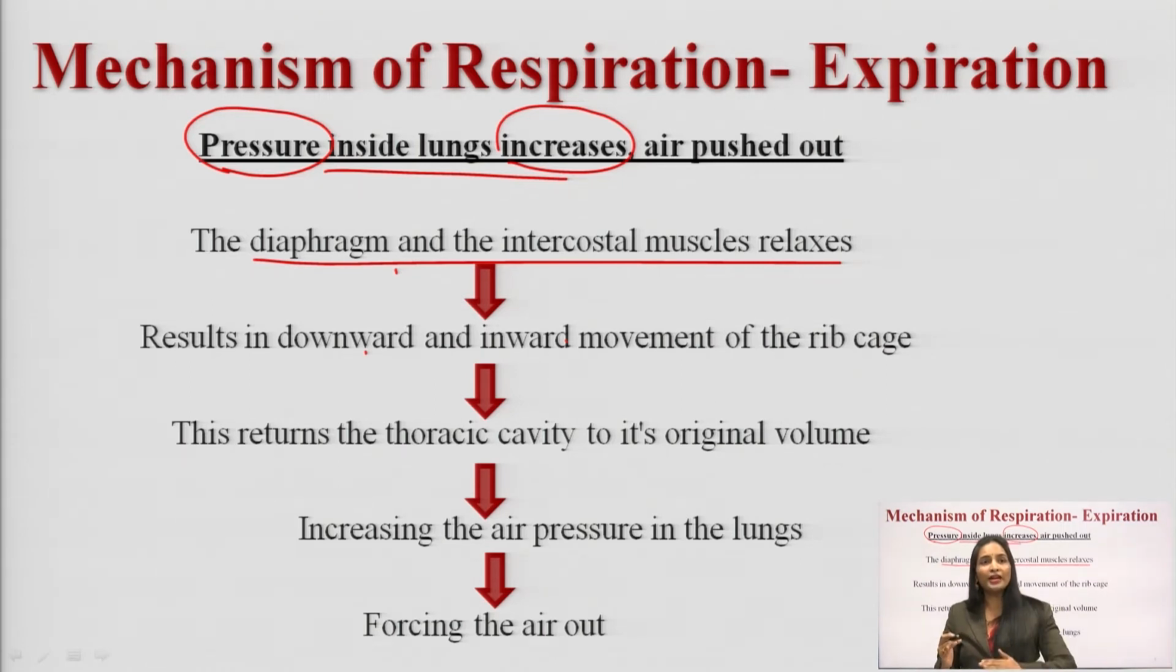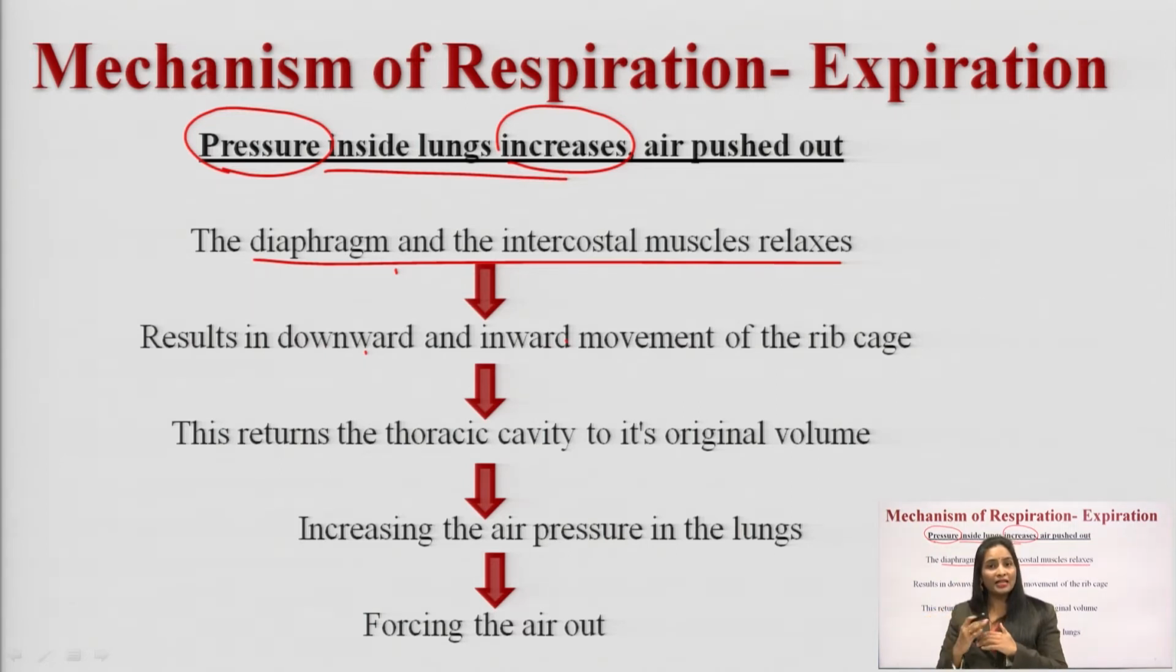The downward and inward movement of the rib cage. The rib cage will have a downward and inward movement. When the muscles contract, the ribs move upward. So, try to understand here. In inspiration, when the muscles contract, the ribs pull upward, and here I am talking about expiration.